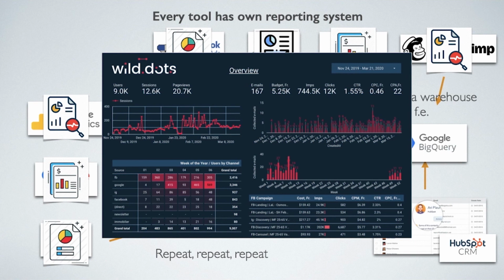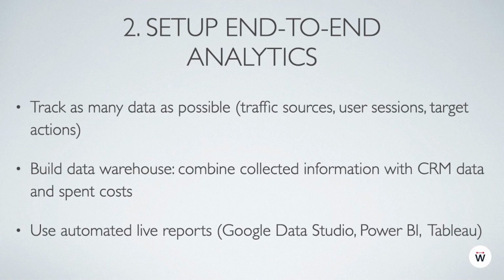Again, in a nutshell, what you should take away from this quick video are 3 points on how to best set up end-to-end analytics. First of all, track as much data as possible. Make sure that you use all the different traffic sources, the user sessions, and also the targeted actions. Second is build the data warehouse. Make sure you combine all the collected information with CRM data and the different spend costs in order to have one single report that will regroup all of these. And last but not least, make sure you use automated live reports. You can use Google Data Studio, Power BI, or even Tableau, which is another app, in order to really have a report that is living, that is showing the evolution of the campaign and reflecting all the changes in a live manner.